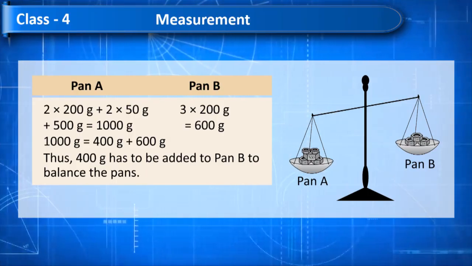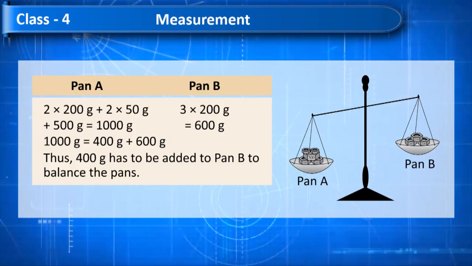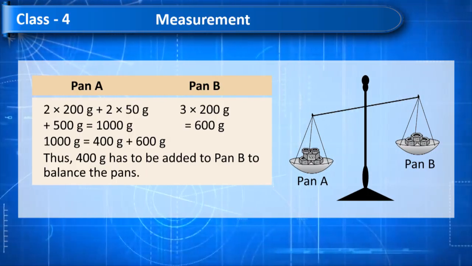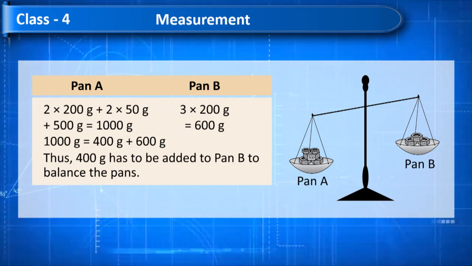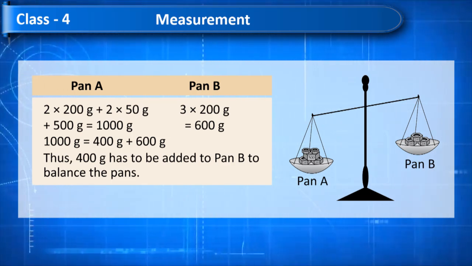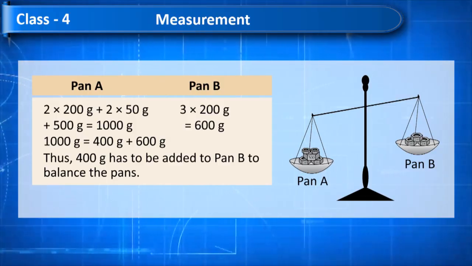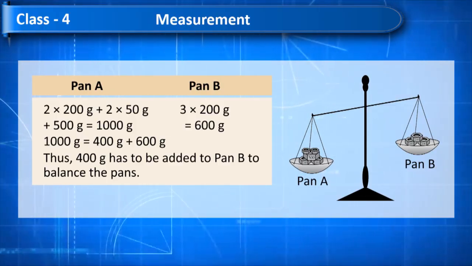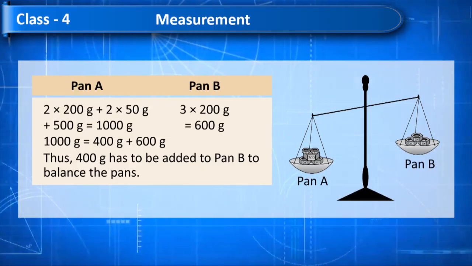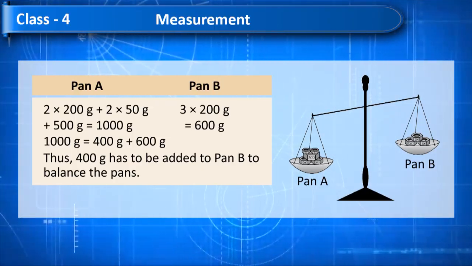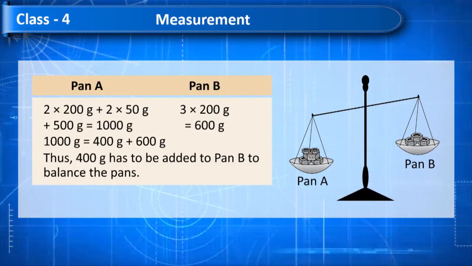Now here in pan A, 2 multiplied by 200 gram plus 2 multiplied by 50 gram plus 500 gram is equal to 1000 gram. Whereas in pan B, 3 multiplied by 200 gram is equal to 600 gram. So 1000 gram is equal to 400 gram plus 600 gram. Thus 400 gram has to be added to pan B to balance the pans.